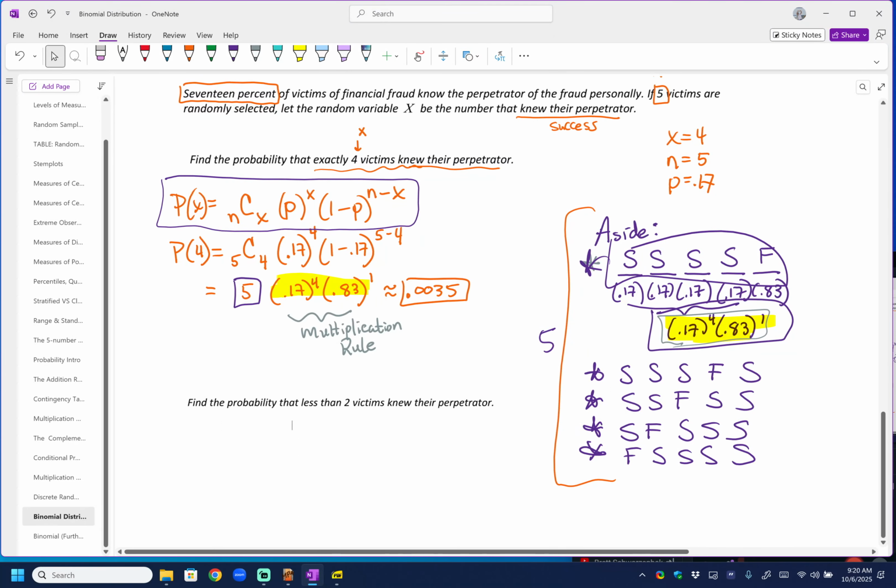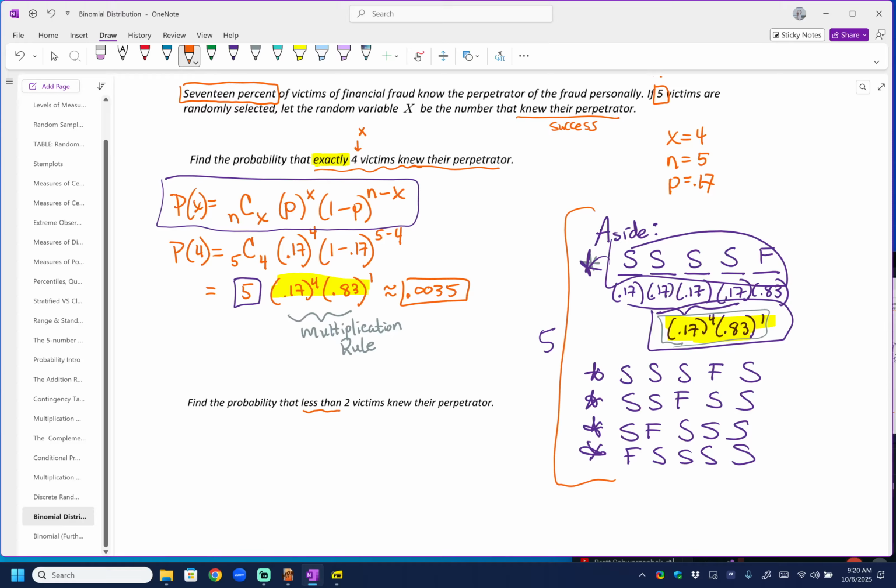Once you get the hang of binomial probability problems, the skill is all about figuring out the wording of the problem and what they're asking for. For example, in this scenario here, they were asking for exactly 4, and that's what the formula itself is meant to do. It's meant to find exactly that number of successes.